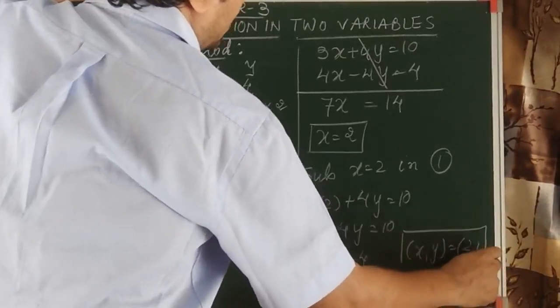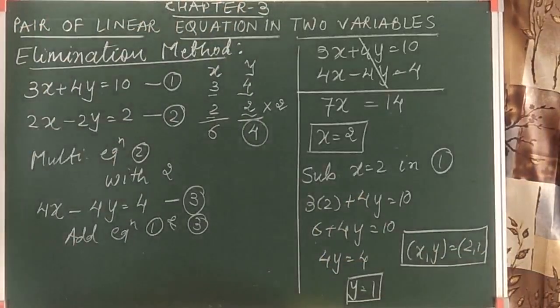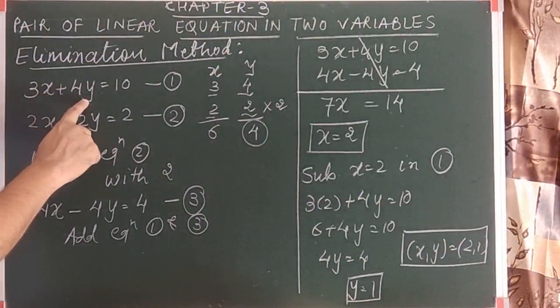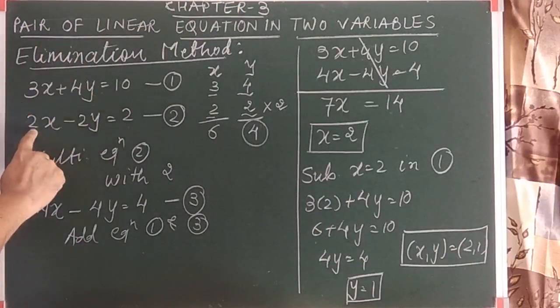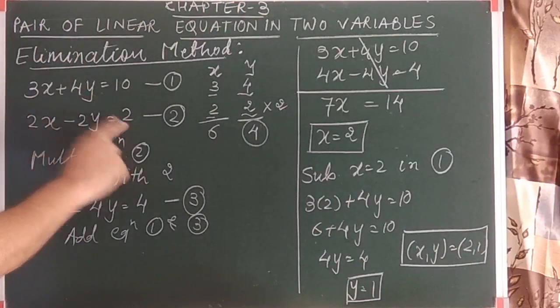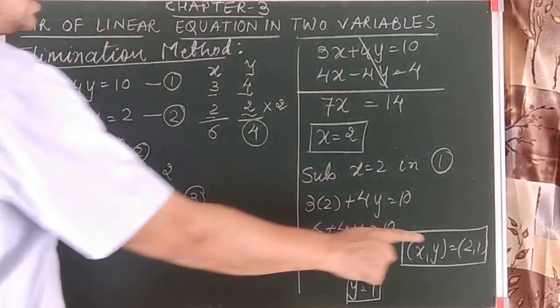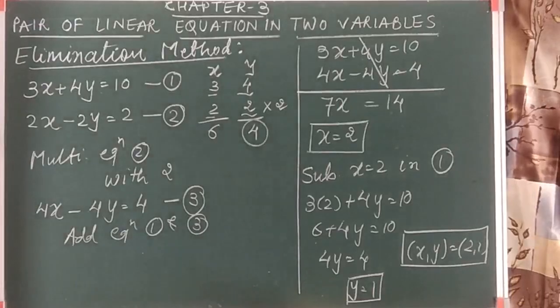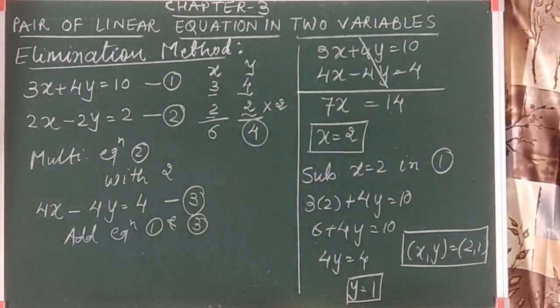It has a unique solution, you can see that. अगर आप यहाँ पे x की जगह 2, y की जगह 1 रखोगे, 3 twos are 6, 6 plus 4 is 10; 2 fours are 8, 8 minus 4... that means this solution satisfies both the equations. That is why it is called the solution.